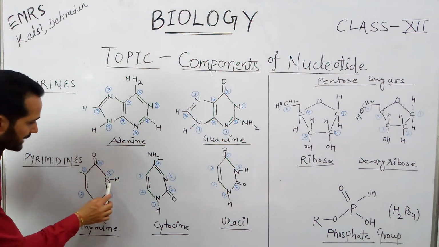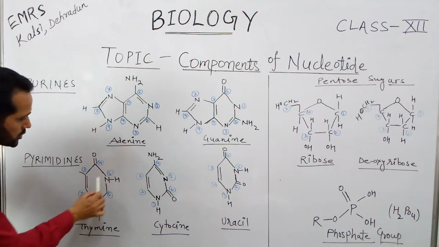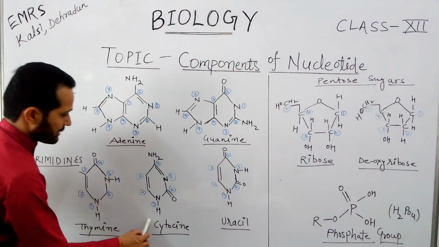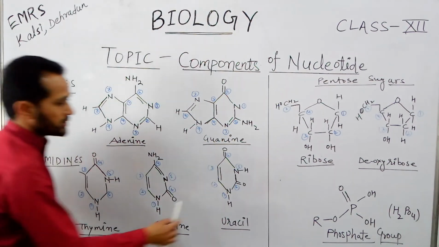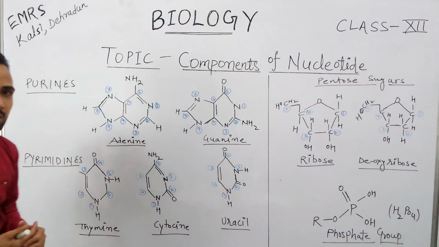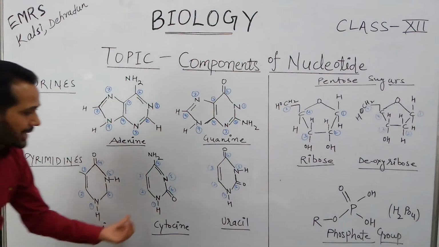So here nitrogen is present in first position and fifth position. So these two positions are occupied by the nitrogen. Again, if we see the cytosine, first position and fifth position is occupied by the nitrogen. In case of uracil, first position and ninth position is occupied by the nitrogen. So these are the structure of pyrimidine, thiamine, cytosine and uracil.